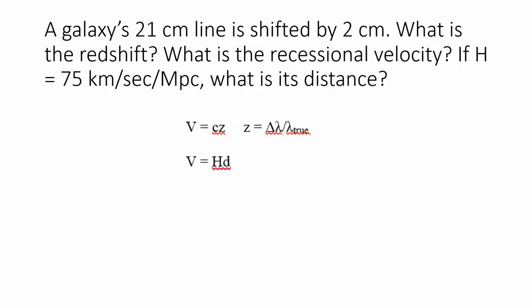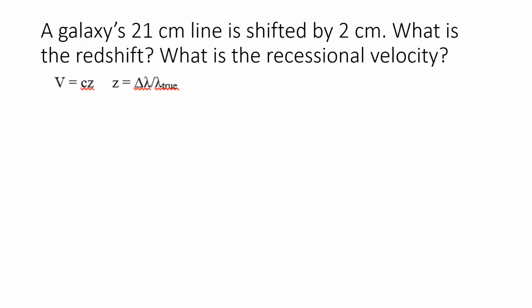Here is a typical problem. A galaxy's 21 centimeter line is shifted by 2 centimeters. What is the redshift? What is the recessional velocity? If h is 75 kilometers per second per megaparsec, what is the distance? So we're going to break this down into its 3 different parts here.